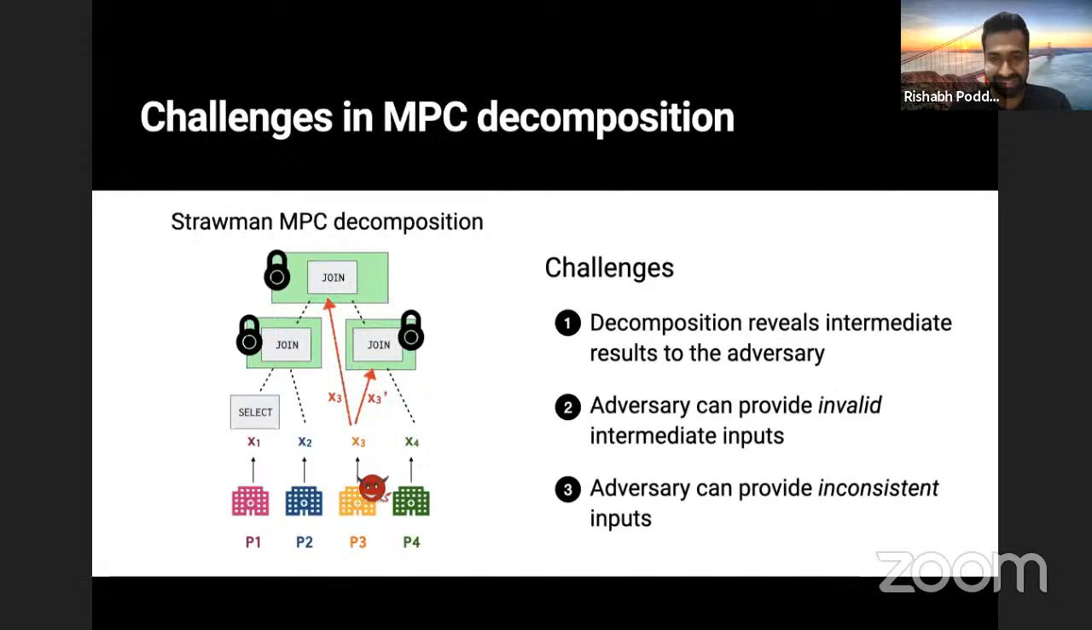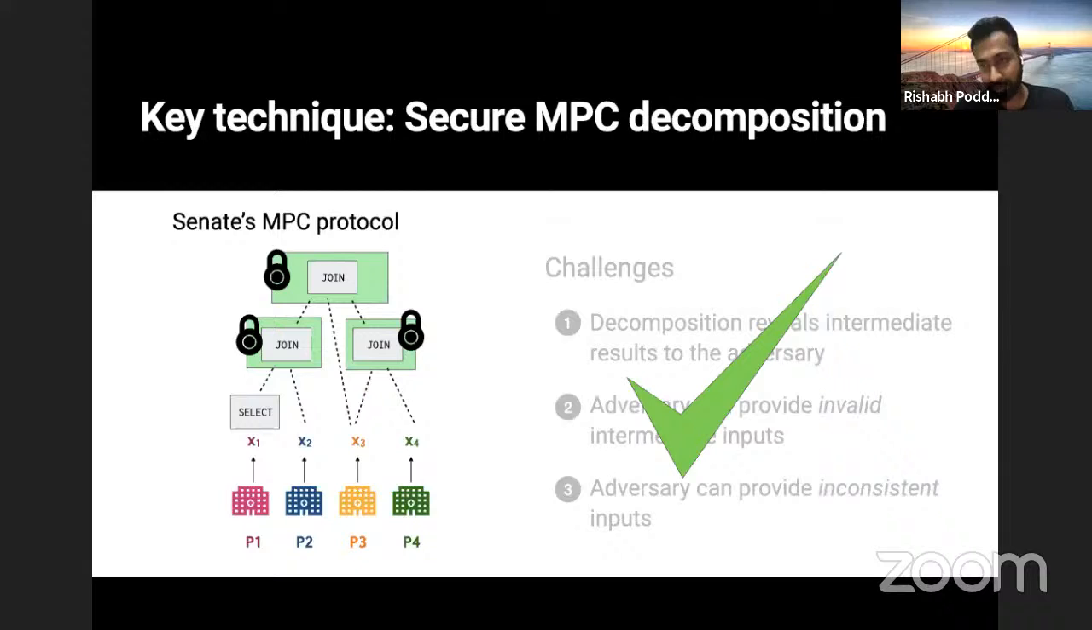And third, the adversary may attempt to provide inconsistent inputs to different MPC subcomputations. For example, in this case, party 3 is supposed to provide the same value x3 as input to 2 different join computations. But if party 3 is malicious, it may cheat by providing different values to the 2 joins. Now, these 3 problems are not an issue in monolithic execution and only arise when one attempts to decompose the computation.